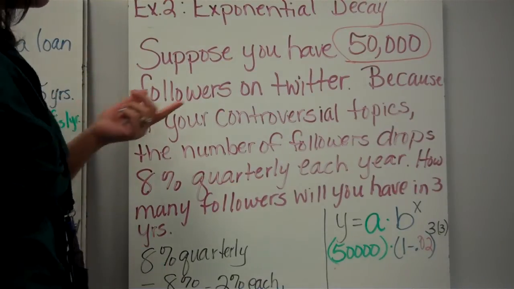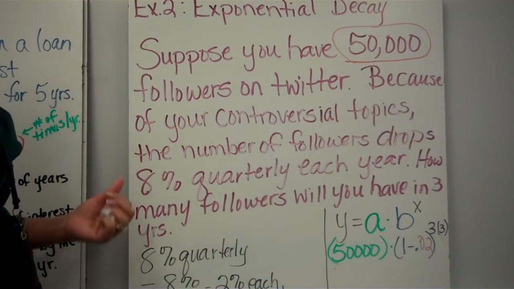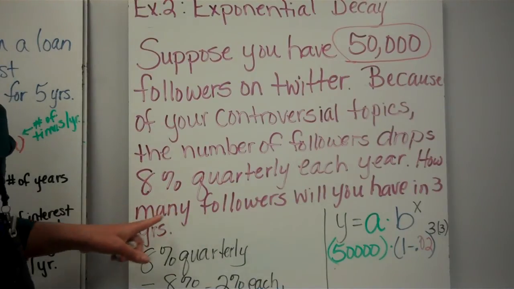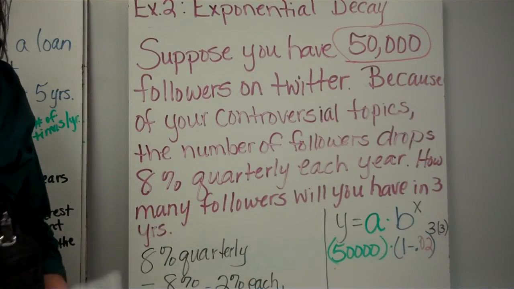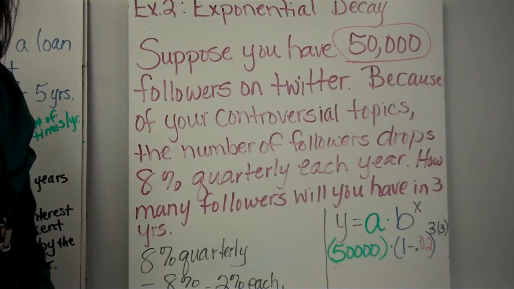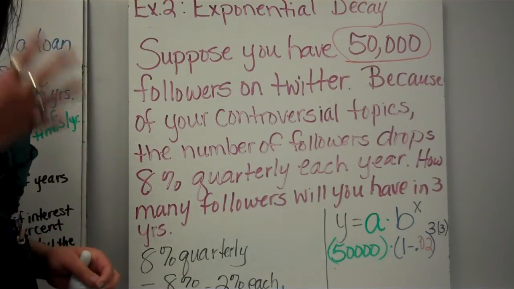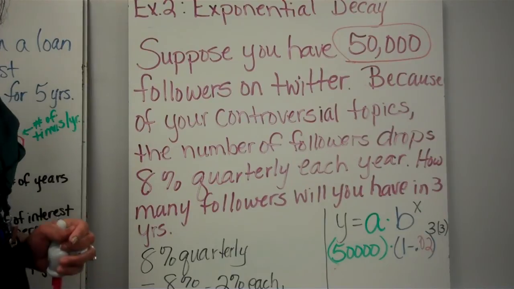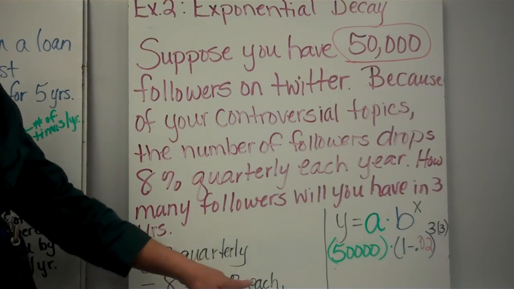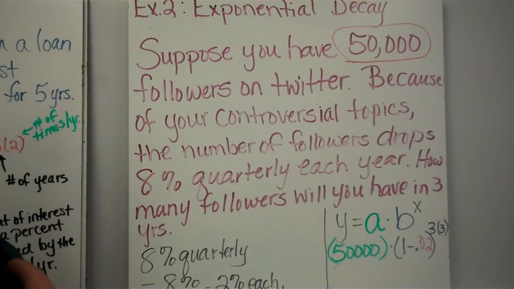In this next problem, suppose you have 50,000 followers on Twitter. Because of your controversial topics, the number of followers drops 8% quarterly each year. How many followers will you have in 3 years? Well, first of all, I'm losing 8% of my followers quarterly every year. Quarterly means every 3 months. That means 4 times a year, I'm going to lose some followers. So I had to take that 8% and divide it by 4. That means 2% of my followers are lost each quarter. They drop. They don't follow me anymore on Twitter.